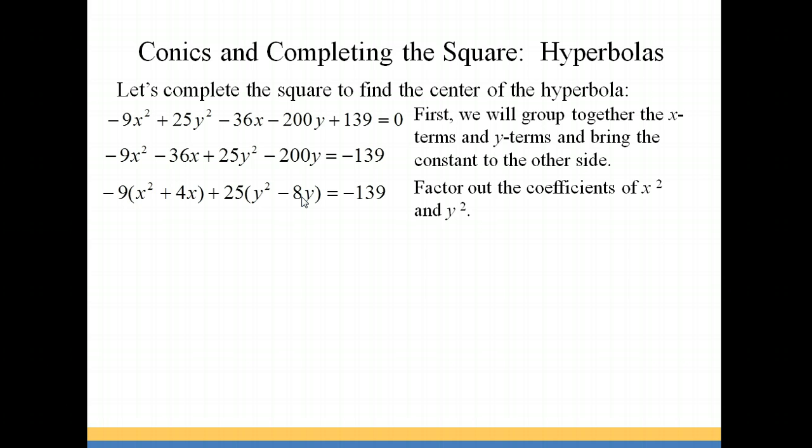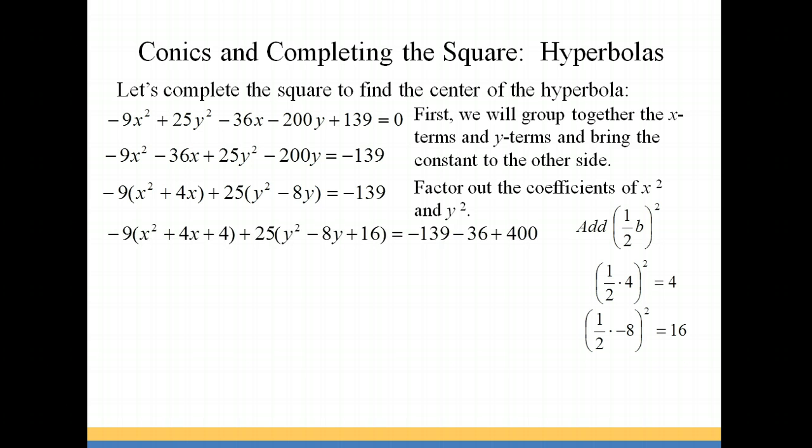Now what we want to do is complete this square. So we need to find a number that's going to make what's in the parentheses a perfect square. And we can do that by taking the coefficient of x, taking half of it, and squaring it. Do the same thing with the coefficient of y, which is negative 8, take half of it, and square it. So for the x term we got 4, and for the y term we got 16.